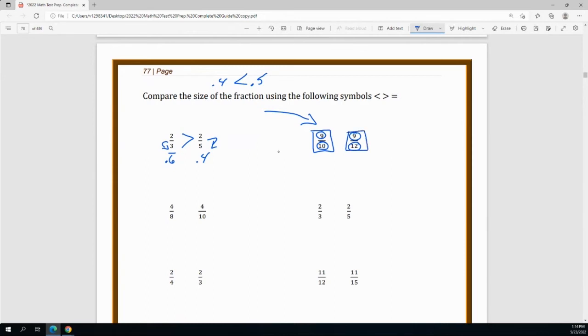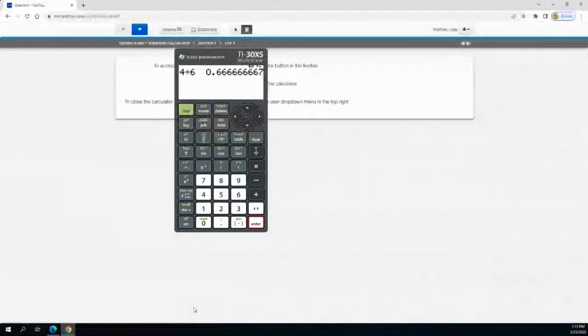Let's divide them. 9 divided by 10 is 0.9. 9 divided by 12 is, let me just do it on the calculator to make sure. 0.75.